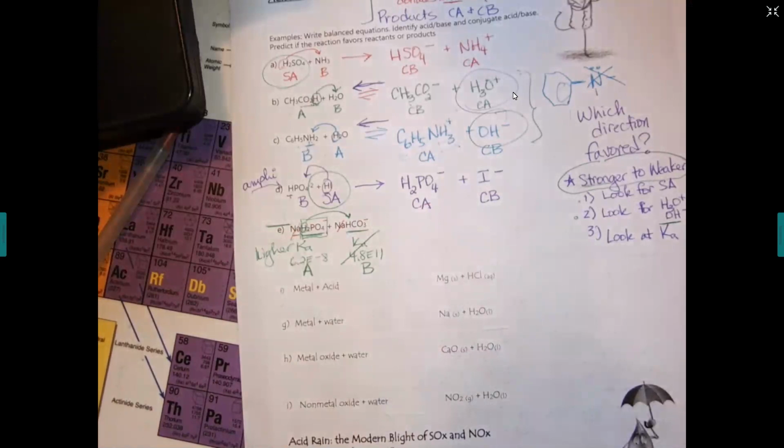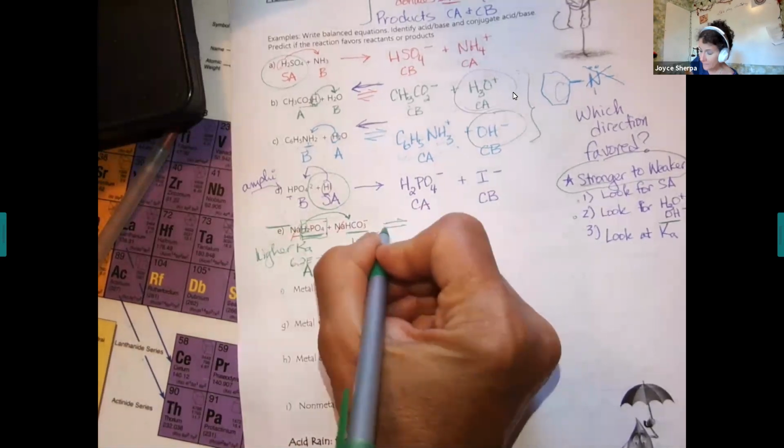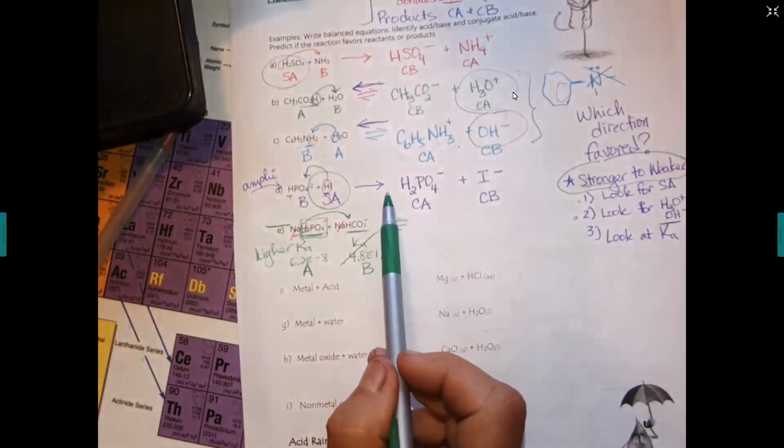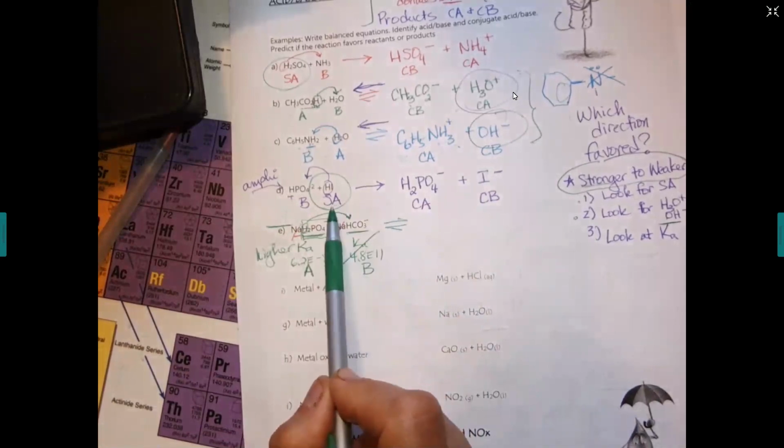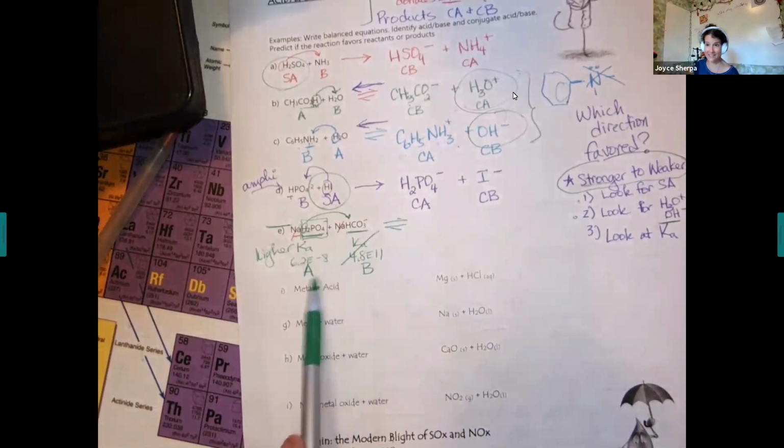1 arrow. 2. We're going to do 2. When do we do 1 arrow? When it's a strong acid. And these are not one of the 6 strong.